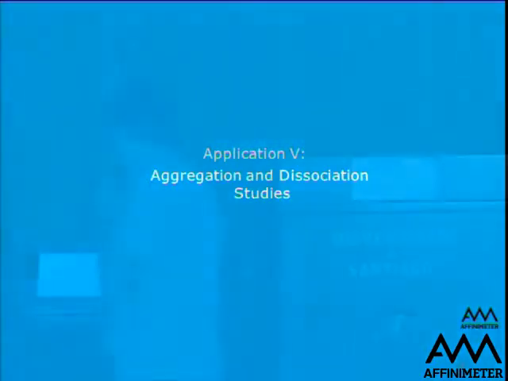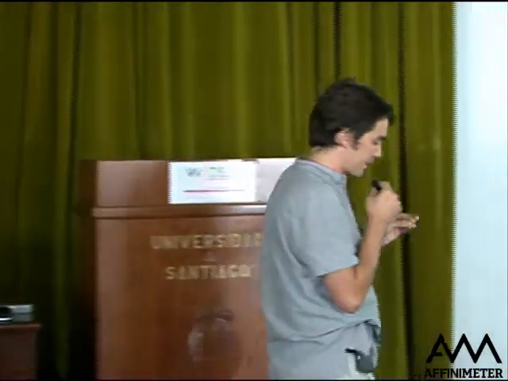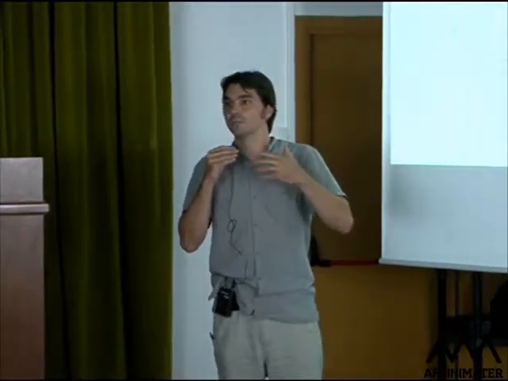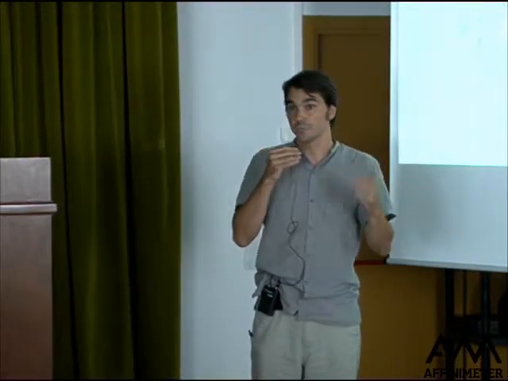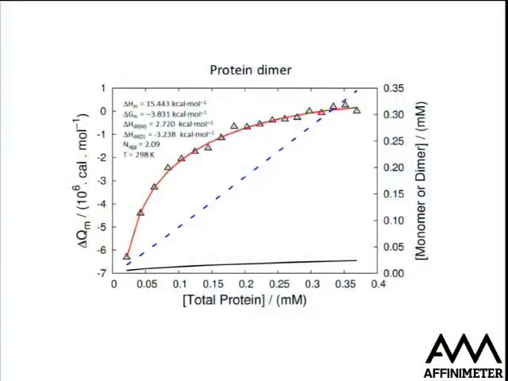And the last application is aggregation and dissociation studies. Actually, this micellization model is a particular case of a more general model used for aggregation and dissociation. We use this micellization model to study the dimerization of a protein. So we get this isotherm. We use exactly the same model as we did before, and we get an aggregation number of 2.09, which fits well if we know that there are dimers in the syringe, right?